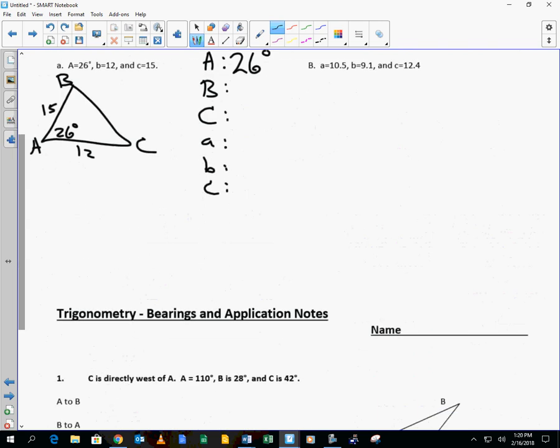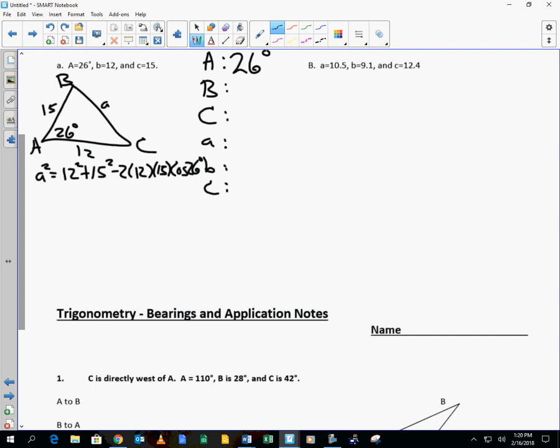Which side do you think I start finding? I start finding A, because then I'll have an angle on its opposite side. So I'll use a squared is equal to b squared, or 12 squared, plus c squared, or 15 squared, minus 2 times 12 times 15 times the cosine of 26 degrees.